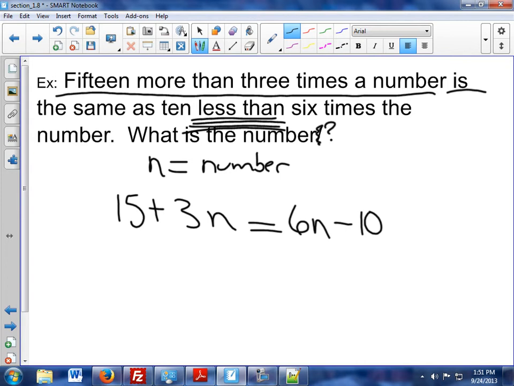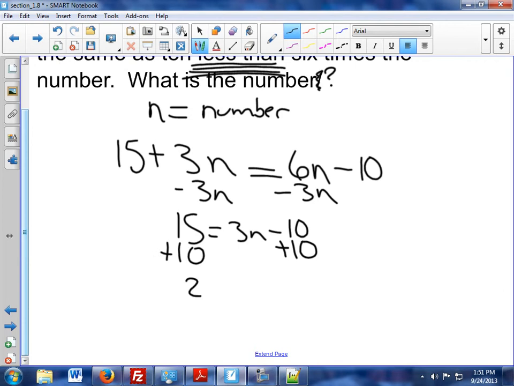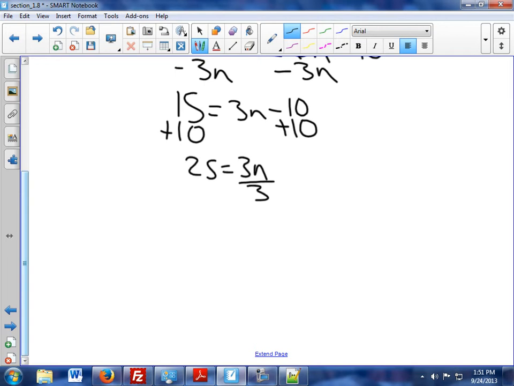Okay? It's okay. So now we have the equation, a linear equation with variable on both sides. So now we have to move the 3n over. So I have 15 equals 3n minus 10. Okay? So now I have to add 10. Add 10. I get 25 equals 3n. Divide by 3. And I get n is 25 thirds. Fraction. Okay?